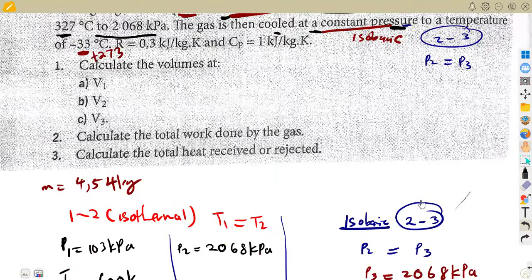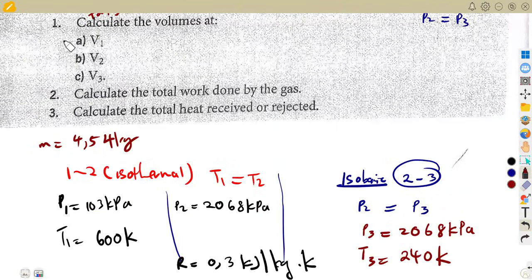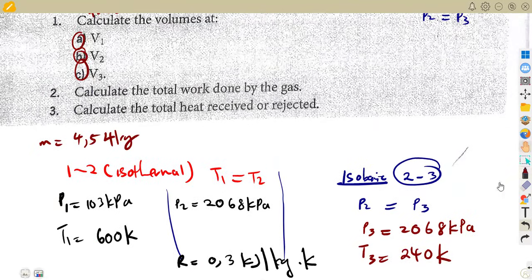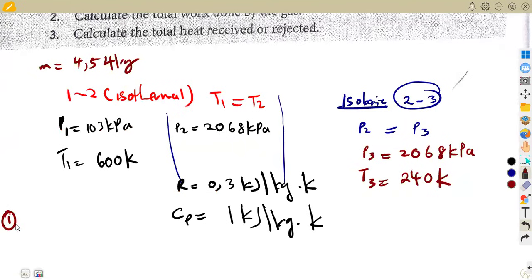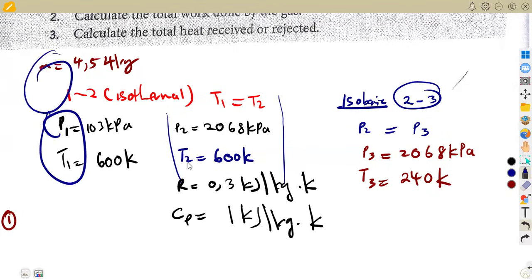The first question was to calculate the volumes at A, B, C: V1, V2, V3. So you need to calculate V1, V2, and V3. If we consider something direct, I can consider that the temperatures T1 and T2 are the same, so T2 is 600 Kelvin. From the PV formula, I can find V2.